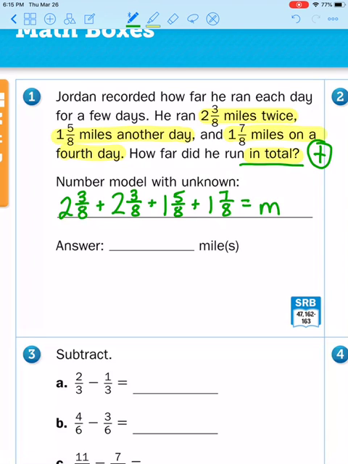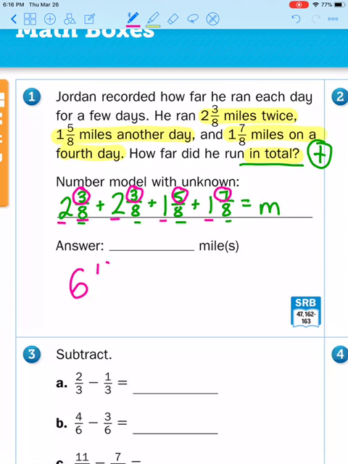Equals M for miles. As you can see, all of the denominators are the same, and all of these fractions are mixed numbers. So the first thing we're going to do is add all of the whole numbers together. So 2 plus 2 plus 1 plus 1. 2 plus 2 is 4, plus 1 is 5, plus 1 is 6. Now, since all of the denominators are the same, we're going to add all of the numerators together. So 3 plus 3 is 6, plus 5 is 11, and then plus 7 is 18.